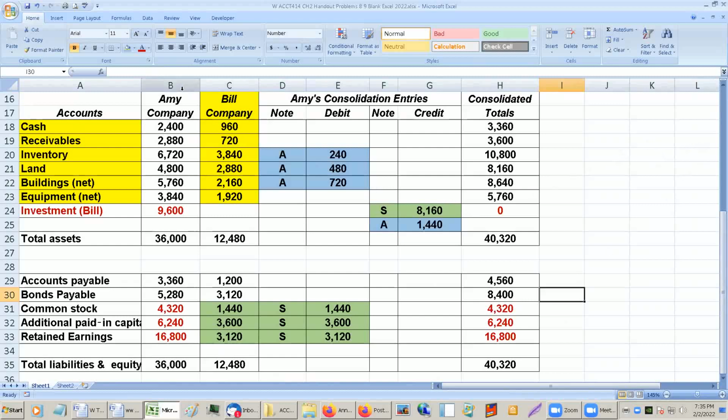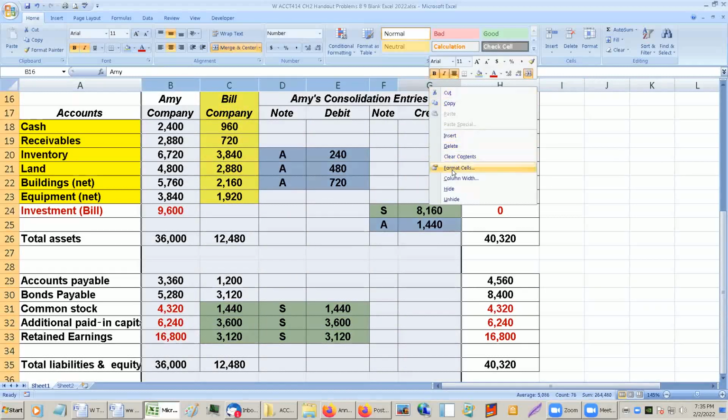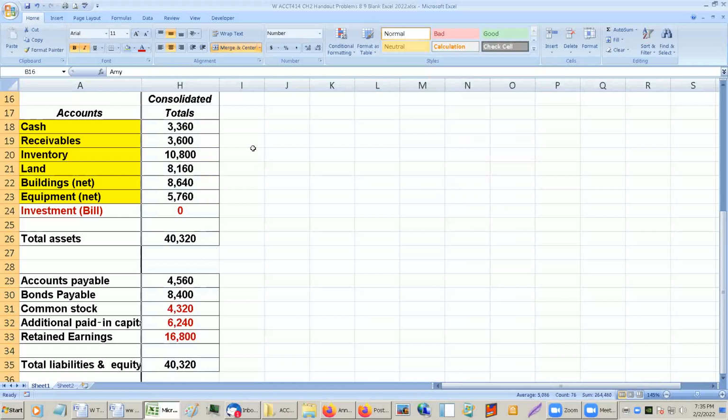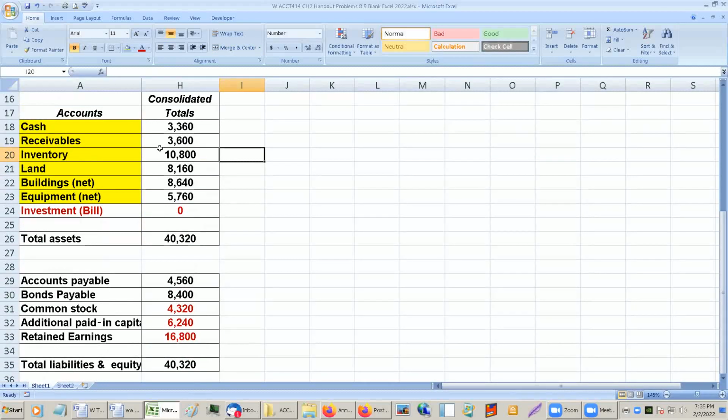Kind of wacky, huh? So, yeah, this would be the consolidated balance sheet for Amy for the year. This probably wouldn't be on there as 0. It'd probably just be completely gone. But you know, we've taken out the investment because Bill is actually included in these numbers, and these numbers down here, they already include Bill.